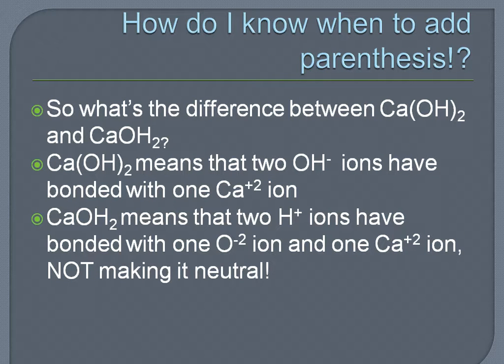How do I know when to add parentheses? So what's the difference between Ca(OH)2 with parentheses and CaOH2? Well, Ca(OH)2 with parentheses means that two OH -1 ions have bonded with one Ca +2 ion, making the charges neutral. CaOH2 without parentheses means that two H+ ions have bonded with one O -2 ion and one Ca +2 ion, not making the charges neutral.